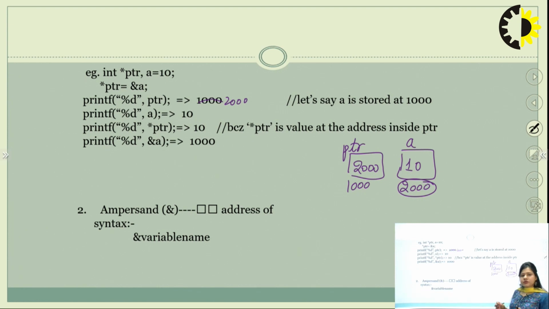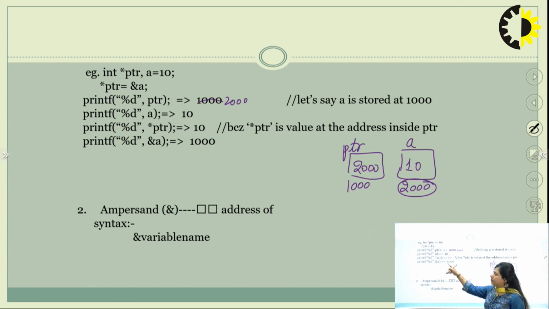So printf is basically what is the inside content of those variables that is printed. PTR is having the address of A, so that will be printed. In this example, I have taken 2000, so 2000 will be printed. Printf A, the value of A. What is inside A? Inside A is 10. So this will be printed.